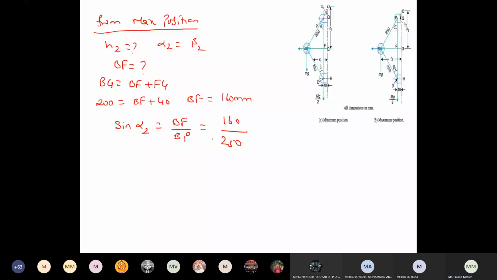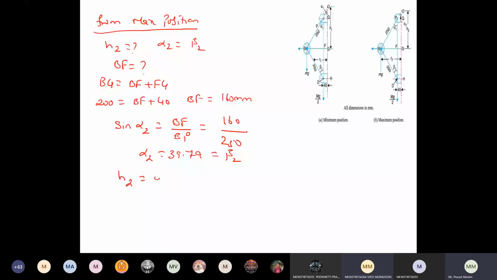39.79, sir. Okay, 39.79, which is equal to beta 2. Why is it equal? Upper arm is equal to the lower arm. That is the reason why upper angle is equal to lower angle. If upper arm is not equal to lower arm, alpha is not equal to beta. Now alpha 2 we got. Try to find out the H2 value, height of the governor H2. How can we find H2? H2 is equal to OG.